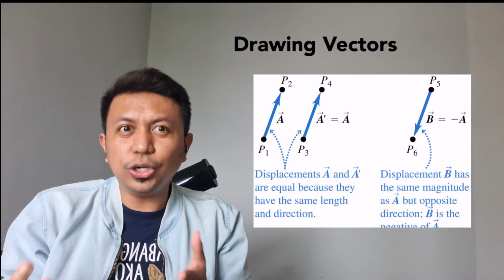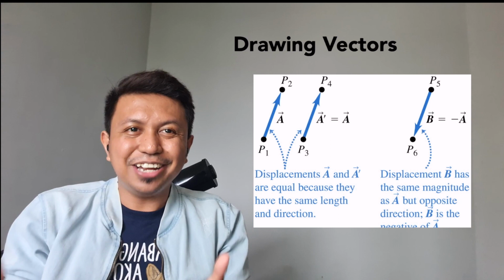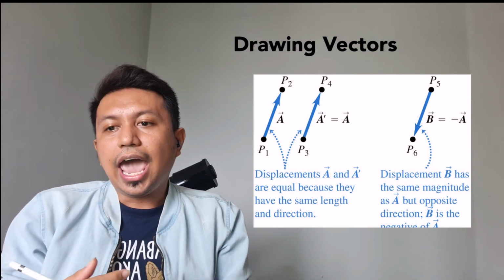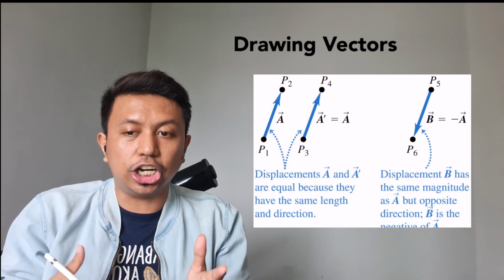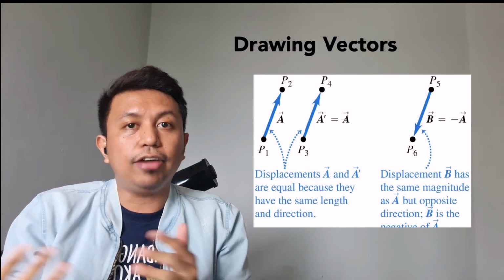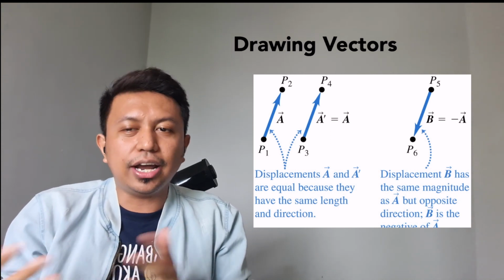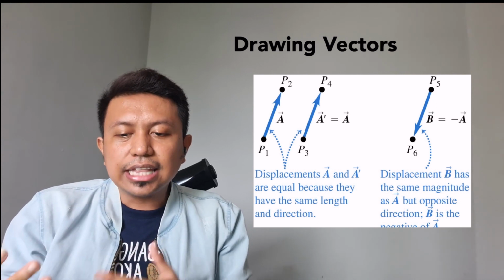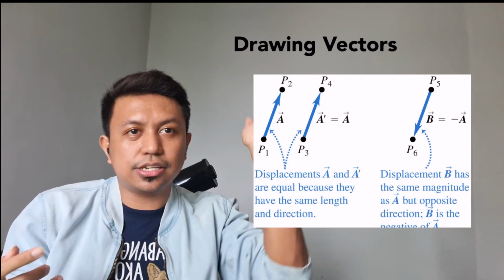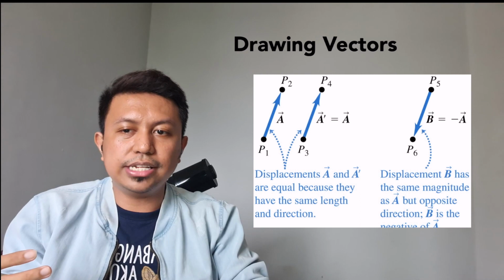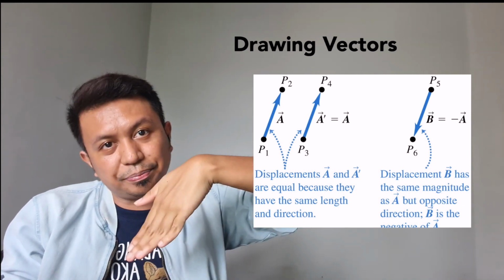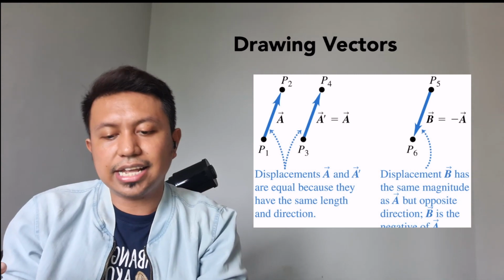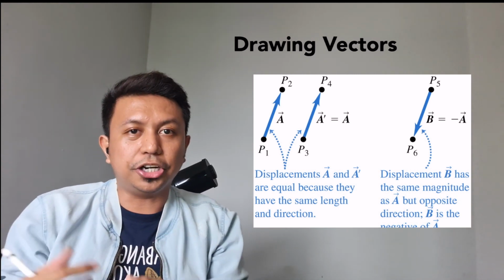Okay? So how do you know that? You get a ruler and measure their length. Okay? And displacement B has the same magnitude as A but opposite in direction. So B is the negative of A. When we put a negation on a vector, basically that's when the direction just flips. Okay? So at first it goes here, and because it's a negative, it goes the other way around. It has a 180-degree turn. Okay? That's for vectors.